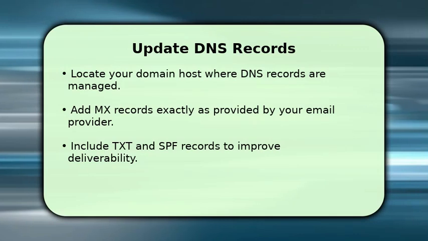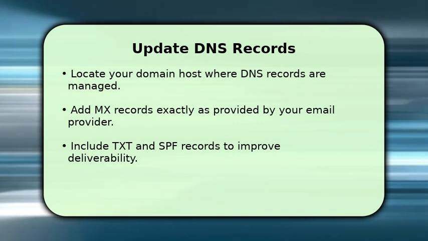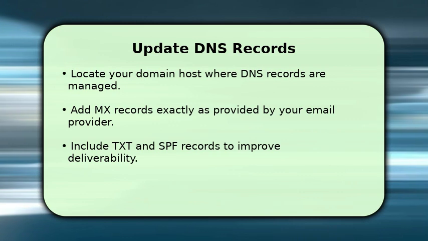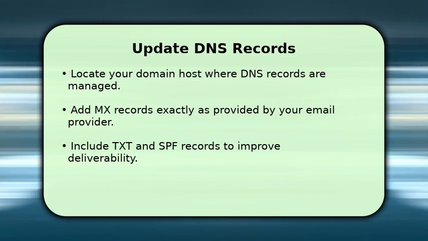Log into your domain registrar and find DNS management for your domain. Add the MX records from your provider and include any required TXT or SPF records to authorize sending. Use the exact host and priority values the provider specifies and keep TTL at default if unsure. After saving, allow time for DNS propagation and then test sending an email to verify everything is routing correctly and arriving in the inbox.